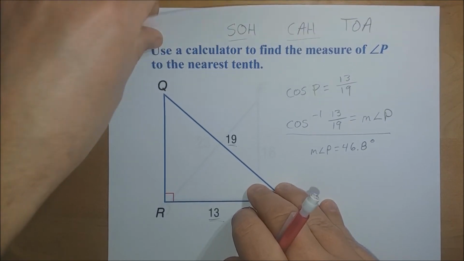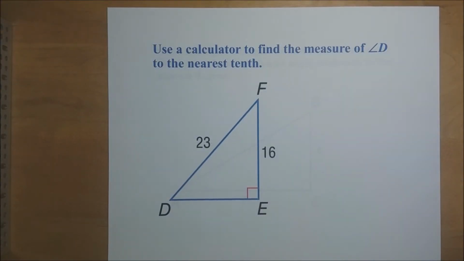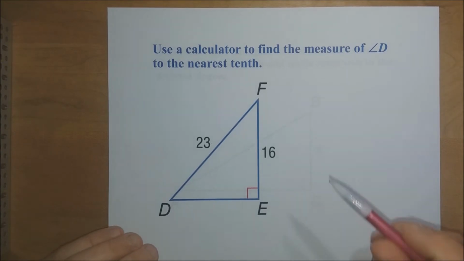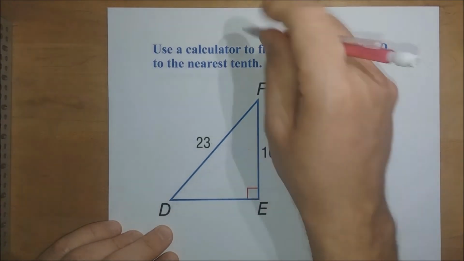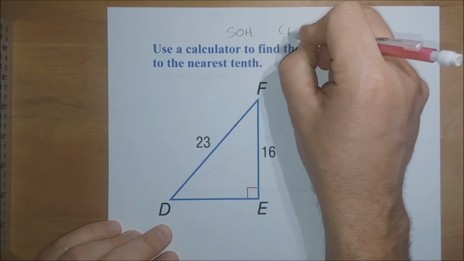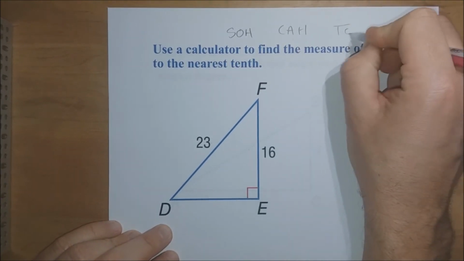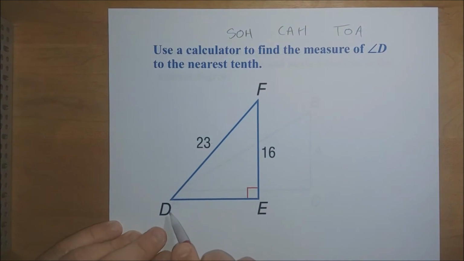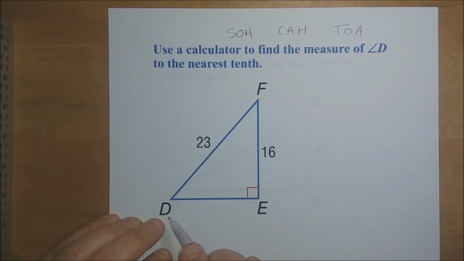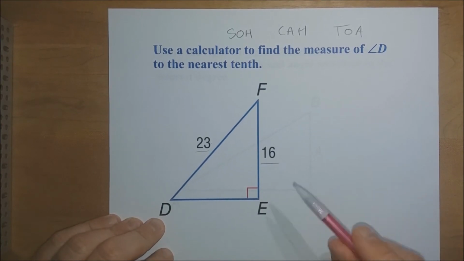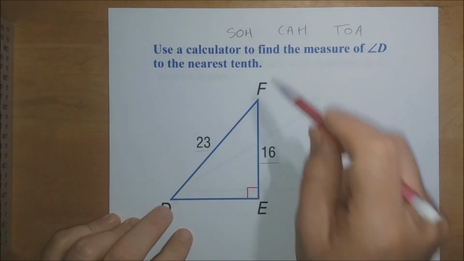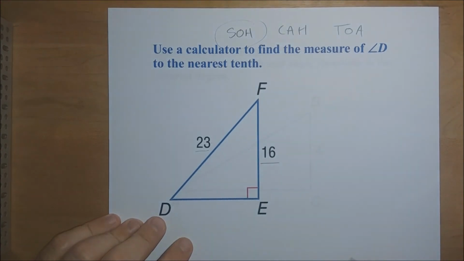Let's go ahead and try another one. Could we use a calculator to find the measure of angle D to the nearest tenth? Now again, I want to remember SOH CAH TOA, because with respect to angle D, what sides do I know? I know the opposite and the hypotenuse. Which trig function correlates opposite and hypotenuse? That's going to be sine.